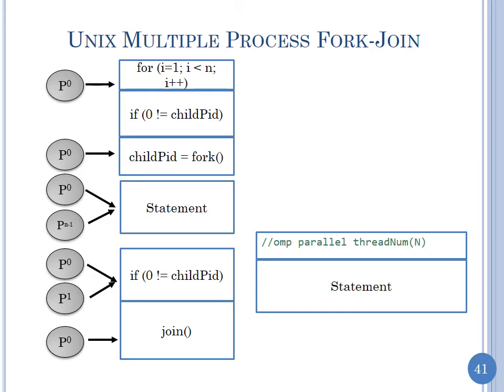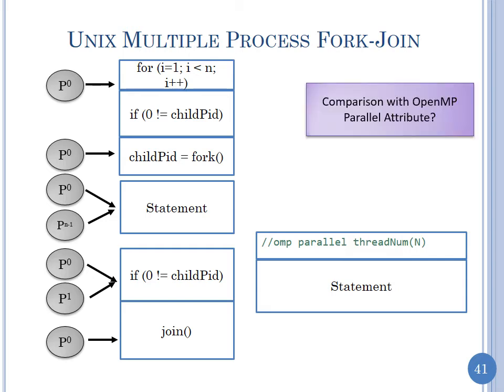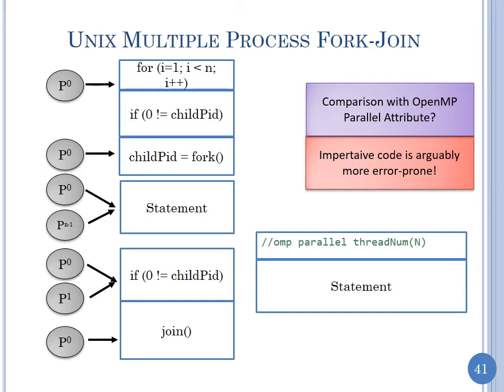So this is essentially what's happening in OMP parallel thread num n. Okay, it's a fork join. It's a very succinct way of saying fork join, an idea that was as old as Unix, and maybe there was something before Unix that did it, but as far as I know, Unix was the first system to have this. Okay, and you can again argue that the declarative is much easier than the procedural. Okay, you can say that imperative code is arguably more error prone.